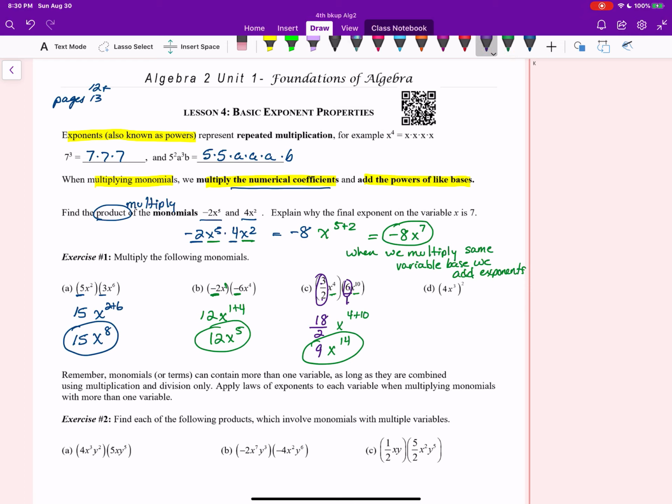For D, we have 4x to the 3rd squared. Okay, so this means 4x to the 3rd is being multiplied by itself. So this is equal to 4x to the 3rd times 4x to the 3rd. Now 4 times 4 is 16. x to the 3rd times x to the 3rd is x to the 3 plus 3, which is 6.